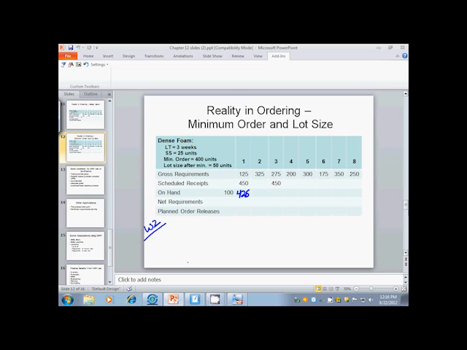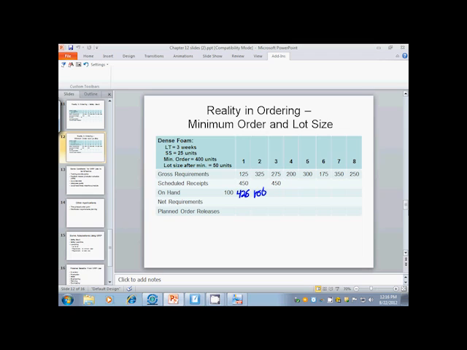Looking at week 2. In week 2, we find that we have left on hand from the end of week 1, 425 units with no scheduled receipts. So we have 425 units to use. What's our gross requirements for the week? 325 units, which will leave us 100 units left on hand. Does that 100 units satisfy our safety stock of 25? Yes, 100 is greater than 25.